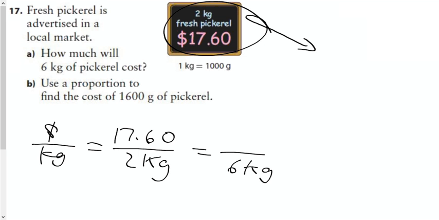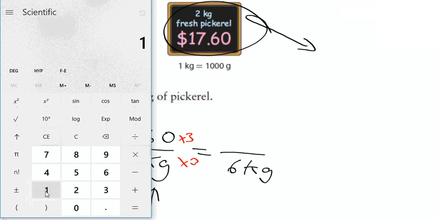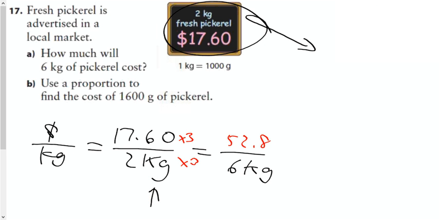Now that I set up my proportion, what's the easiest of the three methods to use here? Obviously, it's easiest to multiply both of my terms in my original rate by 3 to maintain the proportion. So if I know that 2 kilograms is $17.60, then 6 kilograms will be $17.60 tripled, which is $52.80. All right. Now, that's the easy question.